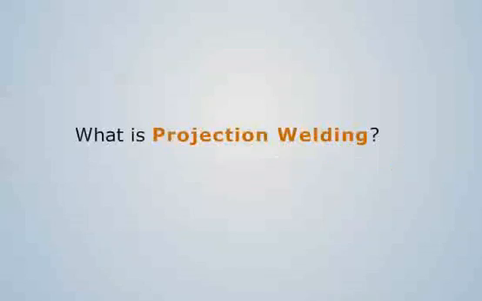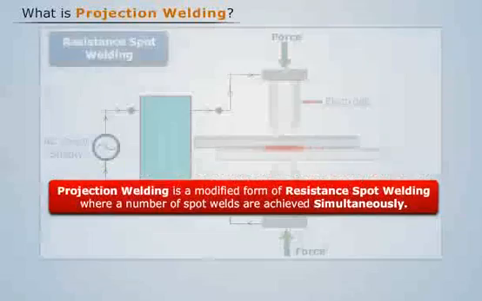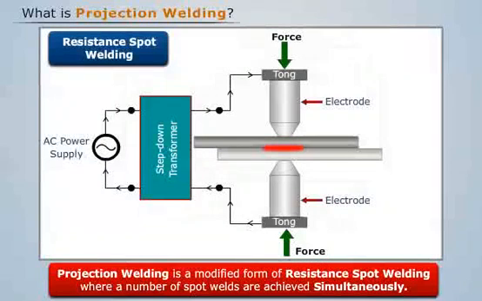Projection welding. Projection welding is a modified form of resistance spot welding where a number of spot welds are achieved simultaneously.